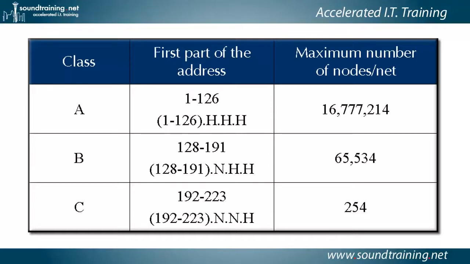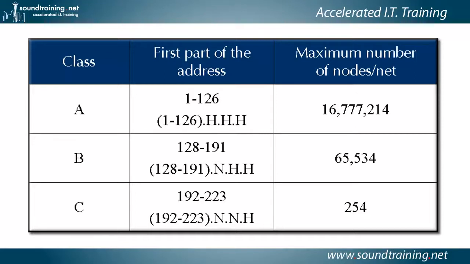So anytime you want to know the total number of hosts available on a network, you take a look at the total number of host bits, take 2 to the power of whatever that number is, in this case 24, subtract 2, and that tells you how many hosts or nodes you can have per network.